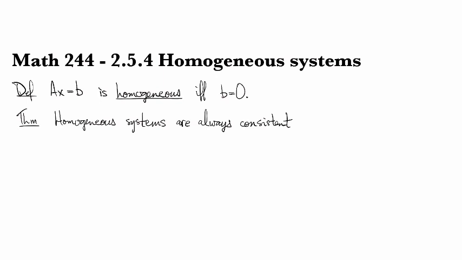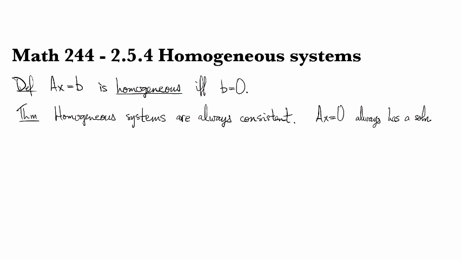A homogeneous system is a system AX equals B where B, the constant vector, is equal to 0. And these kinds of systems, we'll see, play a special role in linear algebra. It's a theorem that homogeneous systems are always consistent. In other words, this is just a rephrase of saying that AX equals 0 always has a solution.